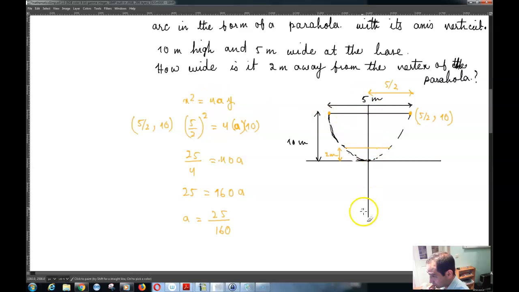x squared is equal to 4ay. So if this point is basically 5 halves, and then the height is 10, so 5 halves whole squared is equal to 4a times 10. 25 fourths is equal to 40a. So a is equal to, or you can say 25 is equal to 4 times 40, which is 160a. So a is equal to 25 by 160.